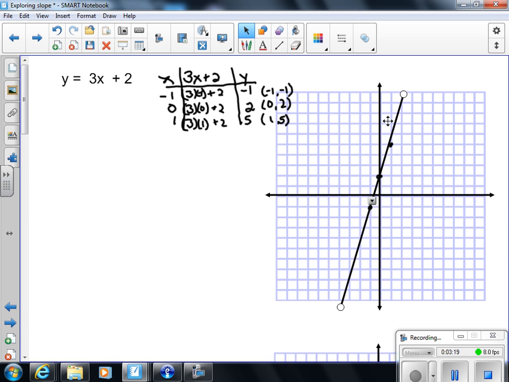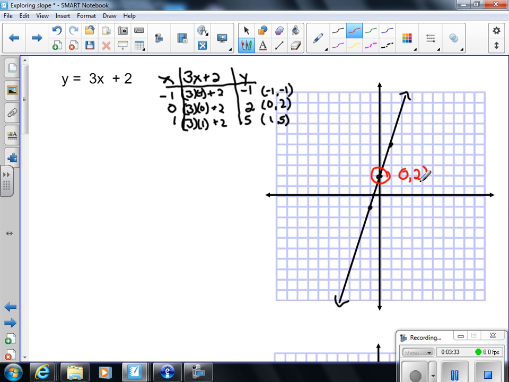Now, once I do this, I'm going to make some observations. We notice that where it crosses the y-axis is 0, 2. We notice it has a slope of rise over run, 3 to 1. So your slope is 3, or 3 over 1. Now let's look at our equation. We had y equals 3. This is the 3. This is your slope times x plus 2, and this was 0, 2, your y-intercept.